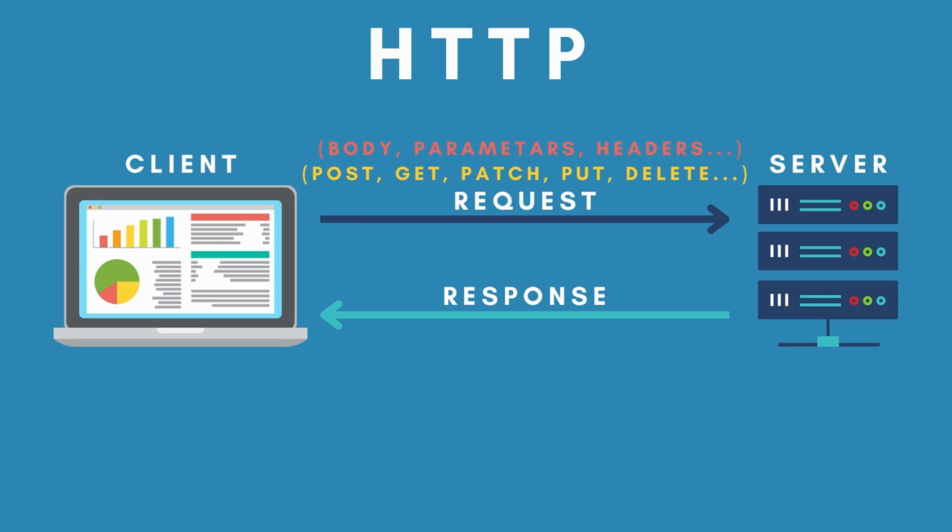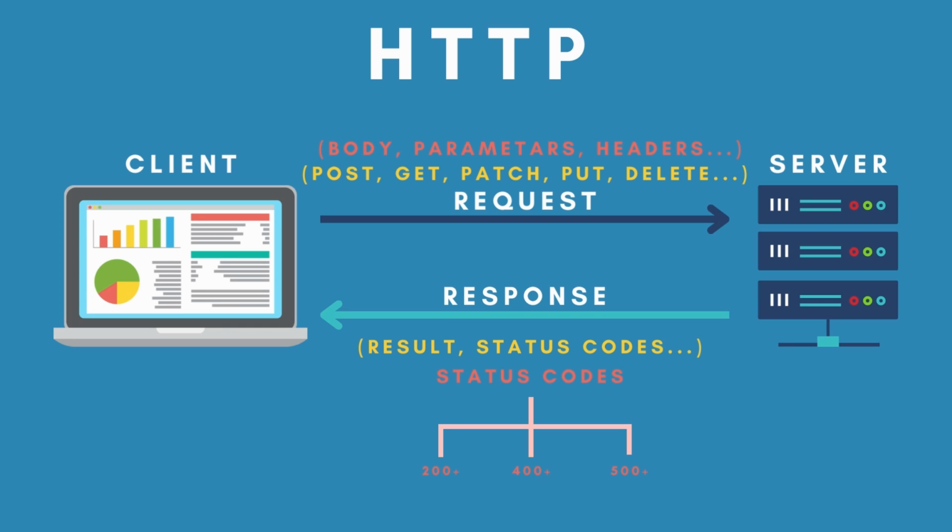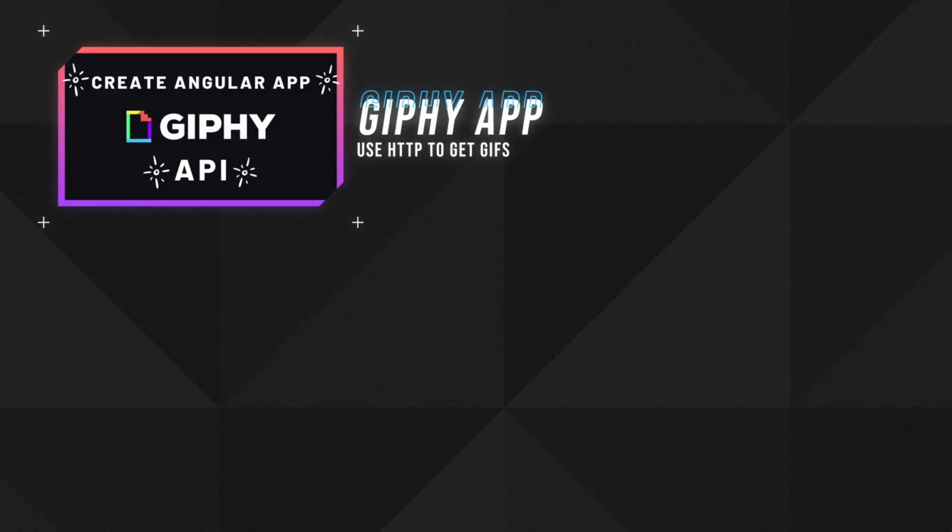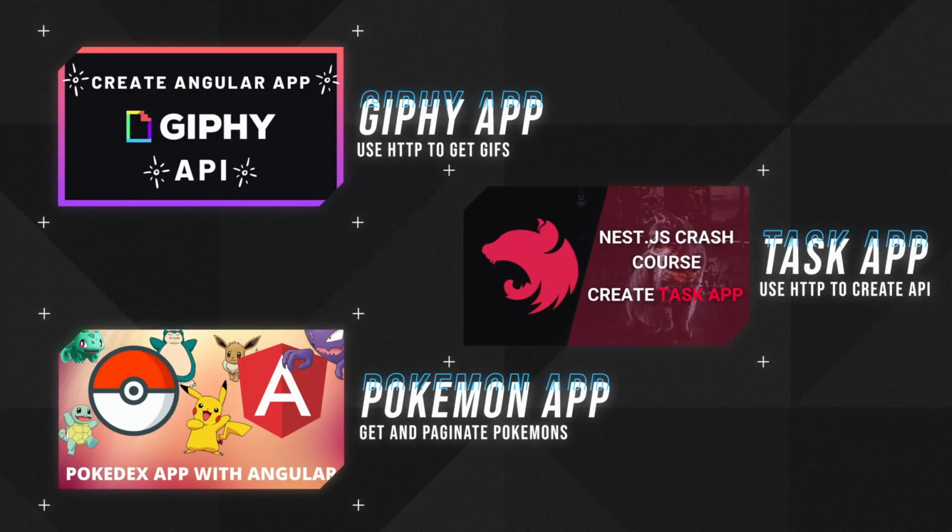Each response that goes to a client can hold the result of that request, and also status codes to indicate how that specific request was finalized. Status codes could be 200 and above for success, 400 and above for bad requests, 500 and above for server issues, and so on.